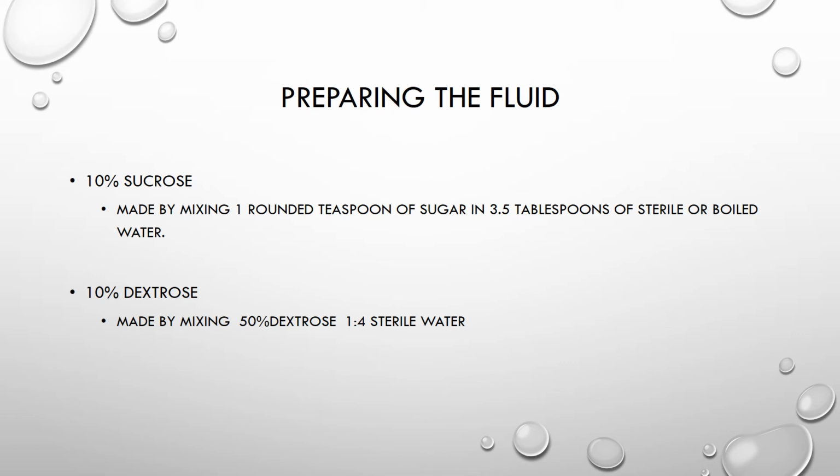So to prepare the fluids, 10% sucrose is made by mixing 1 rounded teaspoon of sugar with 3.5 tablespoons of sterile or boiled water. One rounded means it's full, that's one full teaspoon of sugar and 3.5 tablespoons of sterile water. Then 10% dextrose is made from 50% dextrose. We normally have 50% dextrose in hospitals, and we take 1 part of that and mix with 4 parts of sterile water.